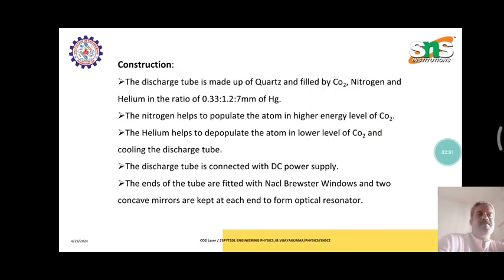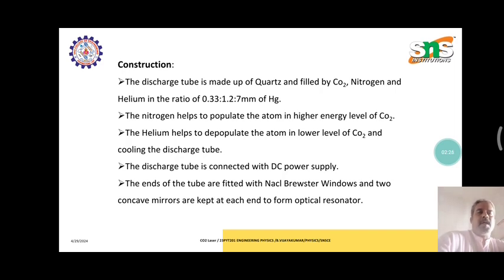The construction: the discharge tube is made of quartz and filled with CO2, nitrogen and helium in the ratio of 0.33, 1.2, at 7 millimeter of mercury. The nitrogen helps to populate the atoms in the highest energy level of CO2. The helium helps to depopulate the atoms in the lower level of CO2 and cools the discharge tube.